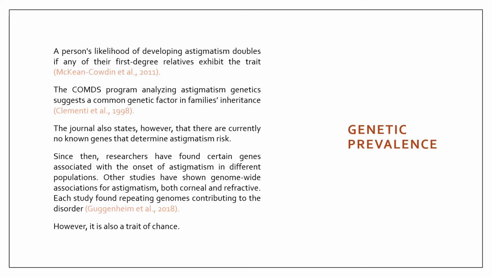Researchers have also found certain genes associated with the onset of astigmatism in different populations. Other studies have shown genome-wide associations for astigmatism, both corneal and refractive. Each study found repeating genomes contributing to the disorder, but no specific genes have been thoroughly proven to cause astigmatism. However, studies continue to identify what genes have been suspected.